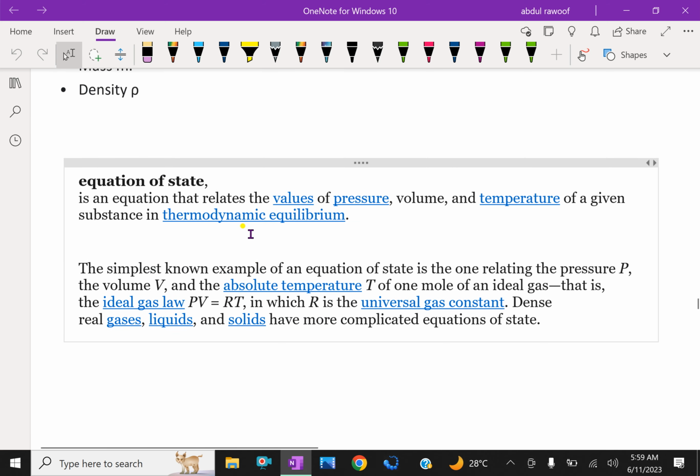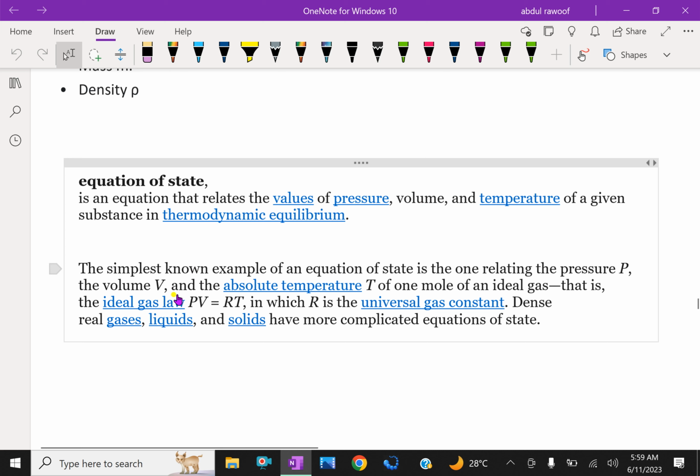Equation of state. The equation of state is an equation that relates the values of pressure, volume and temperature of a given substance in thermodynamic equilibrium. That is the relation between pressure, volume and temperature, in different forms.